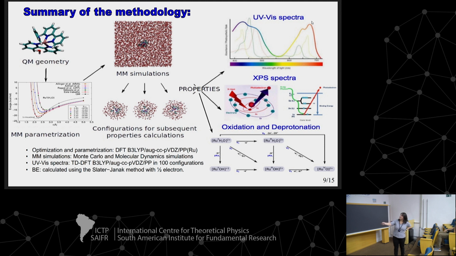We analyze the statistics, generate the clusters, and with these clusters that include the solute and the first solvation shell of water, we calculate the absorption spectrum and the core binding energy that we are going to compare with XPS spectra. We can also study the protonation and oxidation reaction of the ruthenium.